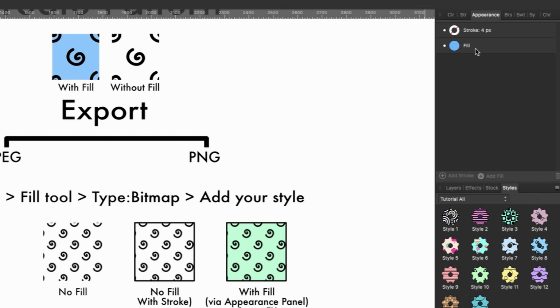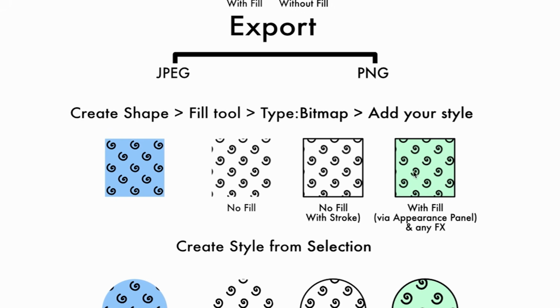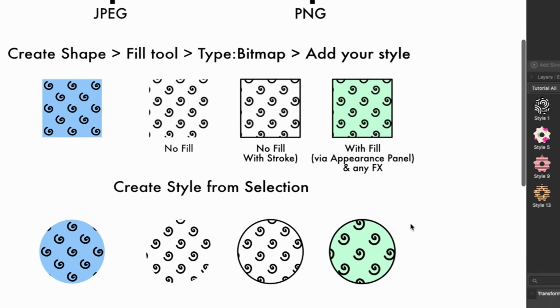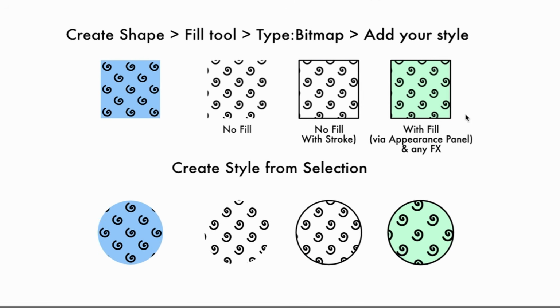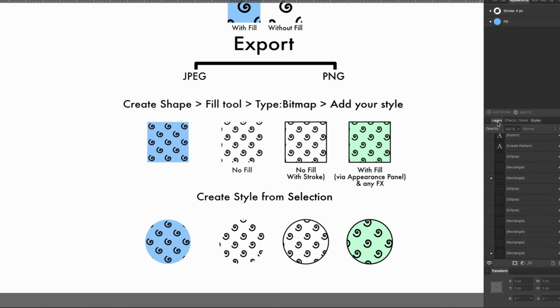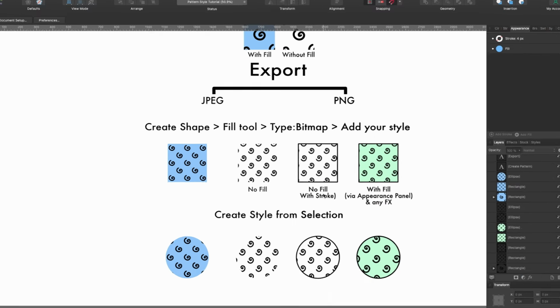Like up here, you can start adding your fill or any stroke, etc. And then once you've done that, you can go over to the styles and click on add style from selection, and then you can present it any way you want. Remember, you can add effects to all of these as well. So you go into effects and you can apply any of these to your pattern.